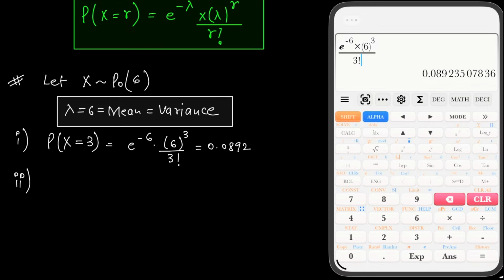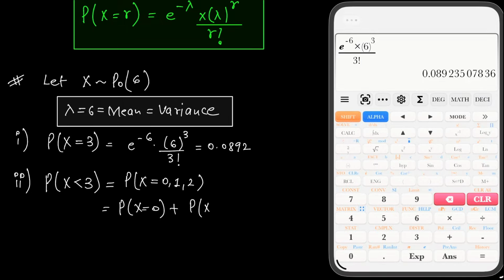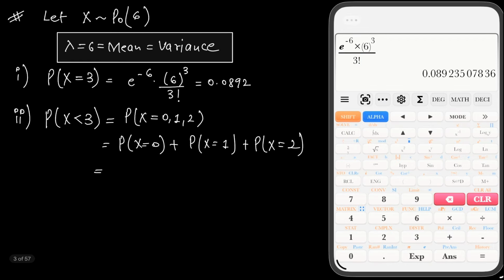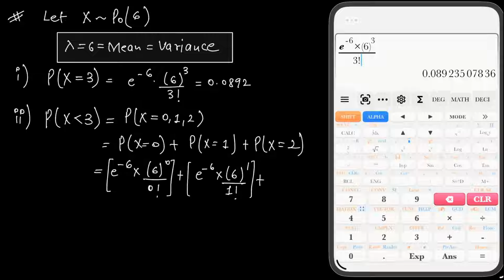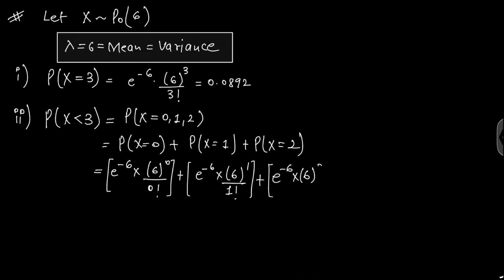Okay, so let's take a few more questions. How are we going to solve a question like the probability of X less than 3? In this case, it actually represents the probability of X equals 0, 1, 2. So the probability of X equals 0, plus the probability of X equals 1, plus the probability of X equals 2. Let's understand how to apply this. I will write e raised to the power minus lambda times lambda raised to the power 0 over 0 factorial. This is the probability of X equals 0. Then e raised to the power minus lambda times lambda raised to the power 1 over 1 factorial, plus e raised to the power minus lambda times lambda raised to the power r over r factorial.